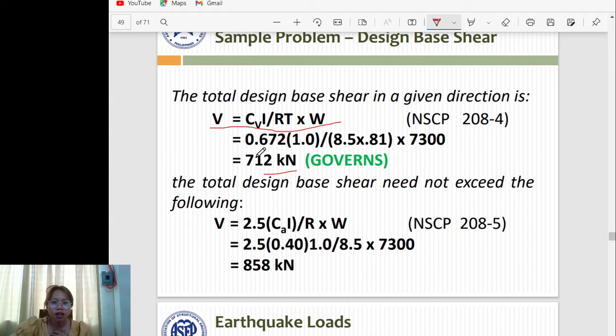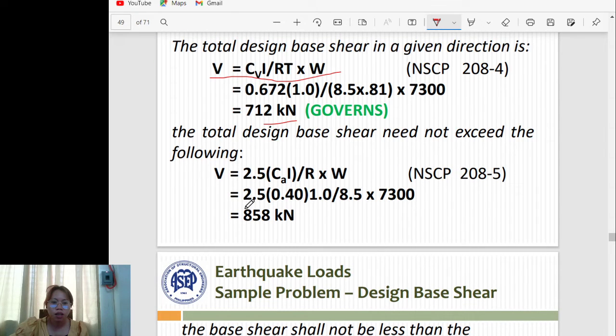The answer is 712 kilonewton, but we have to compare this one to the other formula for the total design base shear. This one should not exceed the following formula, no? Substituting those values, the coefficients, you will get 858 kilonewton for this specific formula. But the condition is that it need not exceed, no? It should not exceed this one.